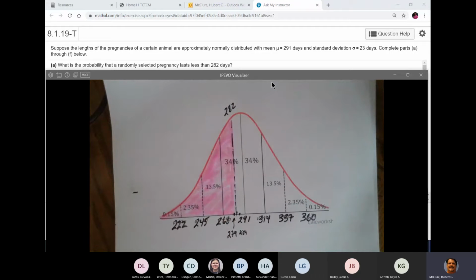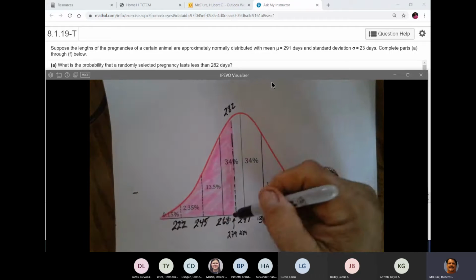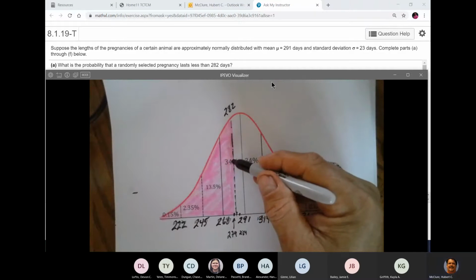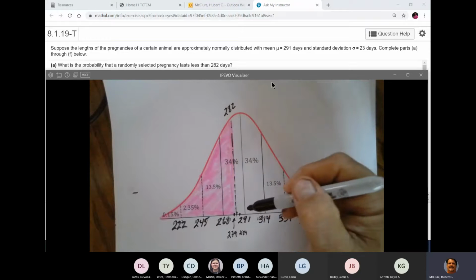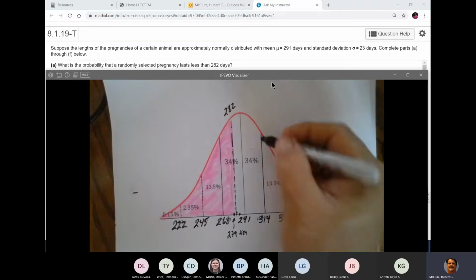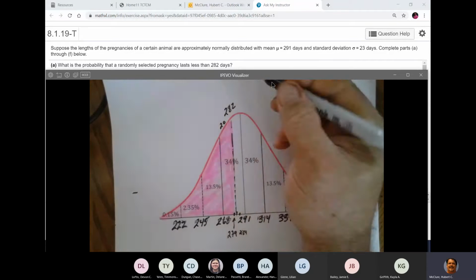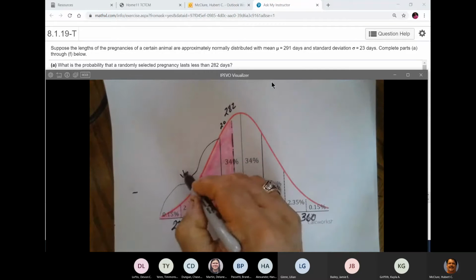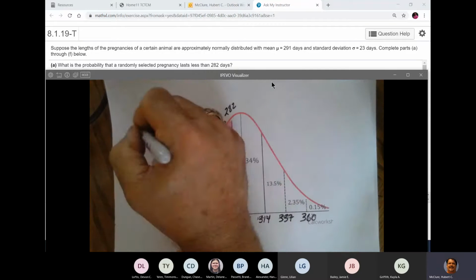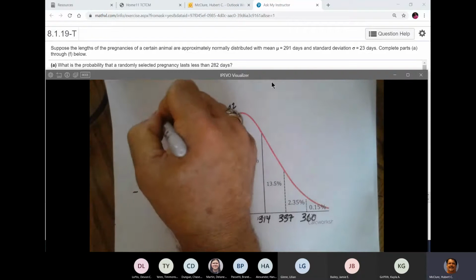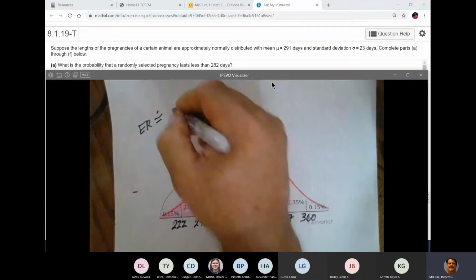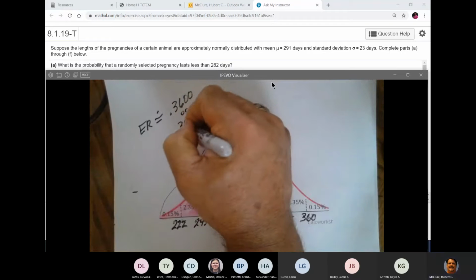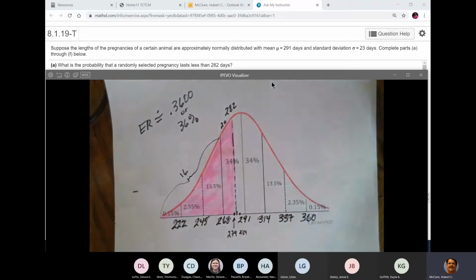Now, by the empirical rule, half of this would be 17. And then a little bit more than 17, I'm going to say 20. So I'm going to say this is 20. And this is 16. So I'm going to say by the empirical rule, we're talking 36%. And that's by the empirical rule.